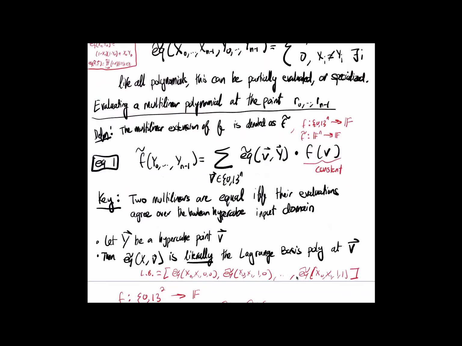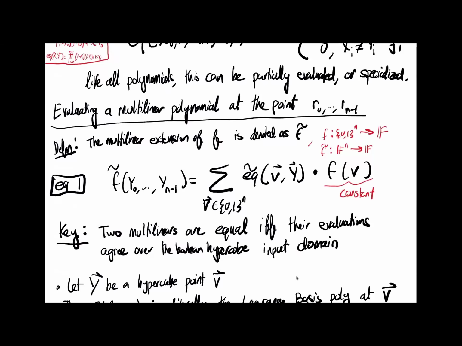Before we talk about that, we need to make another definition. The multilinear extension of a function f is denoted as f tilde. So f could be just some function, not necessarily a polynomial, just a function that maps inputs to outputs. That's what a function is, right? And so the inputs live in the Boolean hypercube domain. The outputs live in some field. So it's mapping some inputs to some output values. F tilde is a multilinear polynomial that takes in n values for the variables and outputs some value.